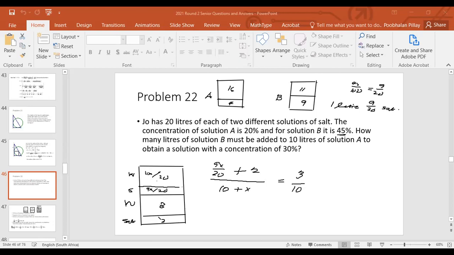3 over 10. So that's your equation, and we need to solve for X. Okay, from this point it's easy. If I cross multiply, I got 10 times 9x over 2. 10 times 9x over 20 is 9x over 2. 10 times 2 is 20. 3 times 10 is 30.